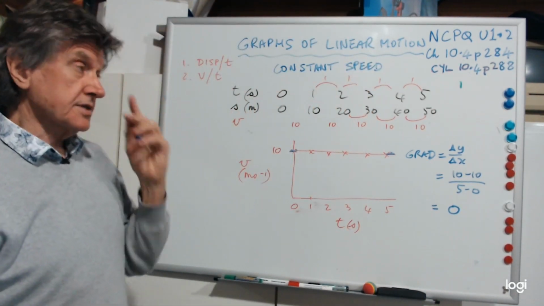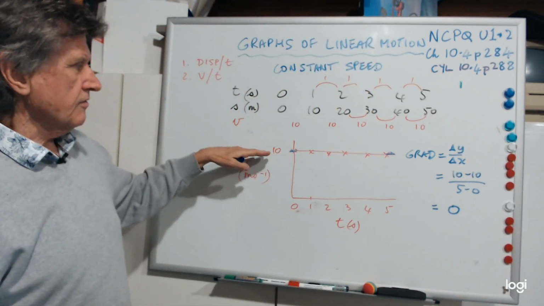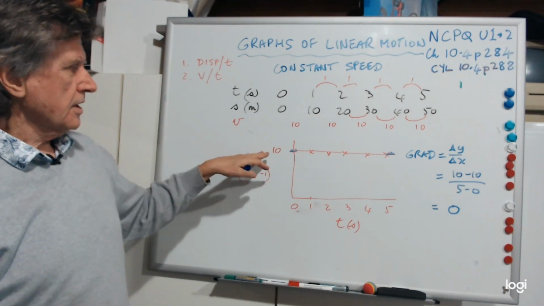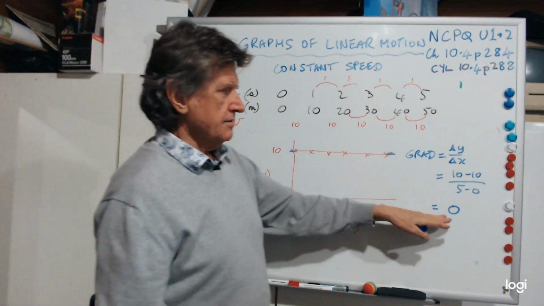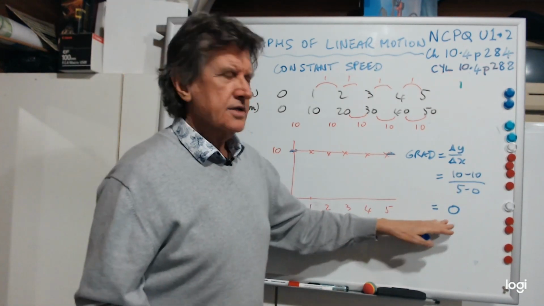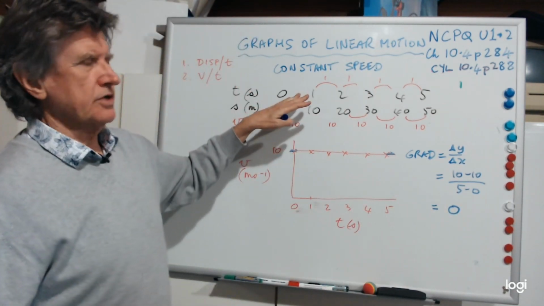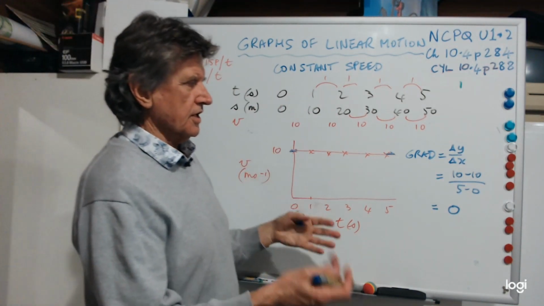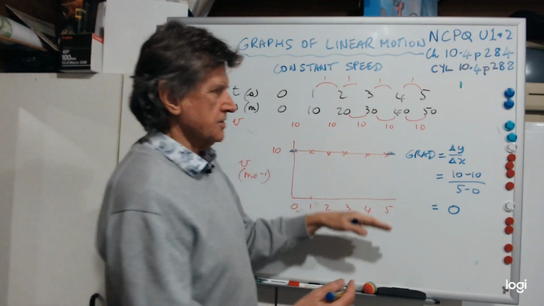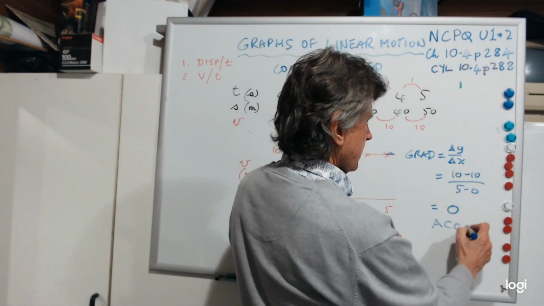Now the question is, what's the gradient of a VT graph supposed to mean? Now the answer is 0. So what's 0 about this motion? And the answer is the acceleration is 0. The person is not accelerating, they're keeping the same velocity. So the gradient is the acceleration.